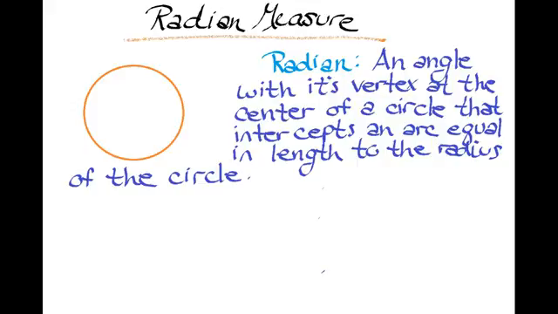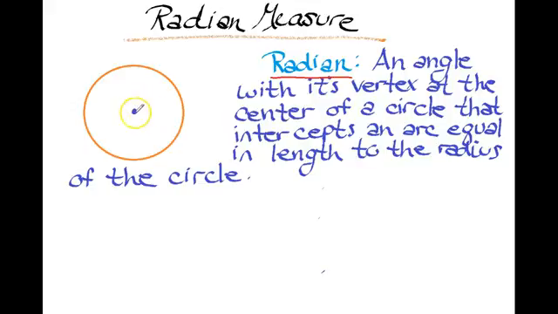The definition of a radian. I've written it right here. A radian is an angle with its vertex at the center of a circle. So let's draw an angle with its vertex right here at the center of the circle that intercepts an arc equal in length to the radius of the circle.